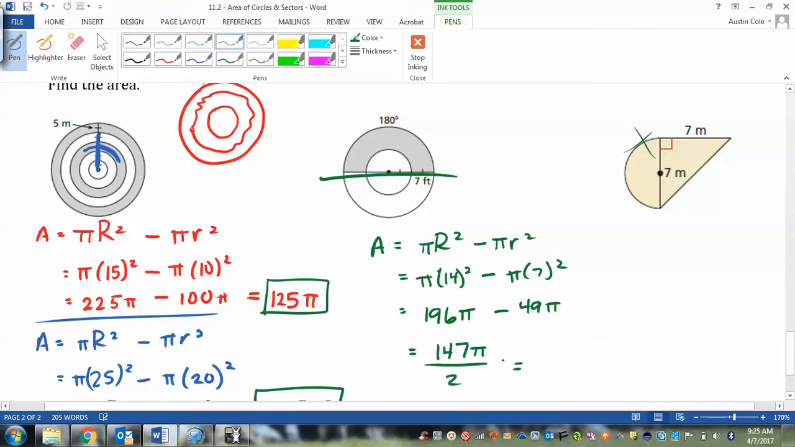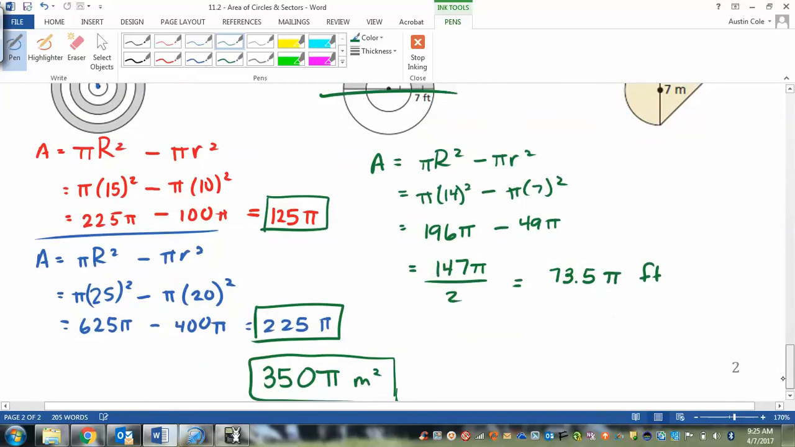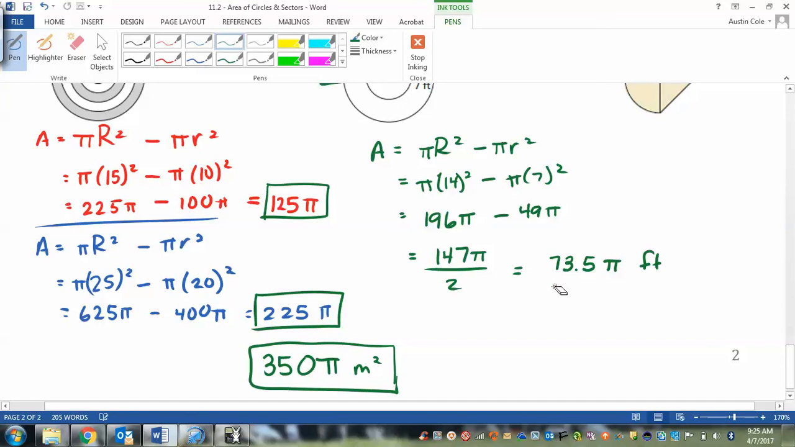What's 147 divided by 2? 73.5. Yeah. So 73.5 pi square feet. If you want an exact answer, let's find that. Take 73.5 times pi. 230.9 square feet.